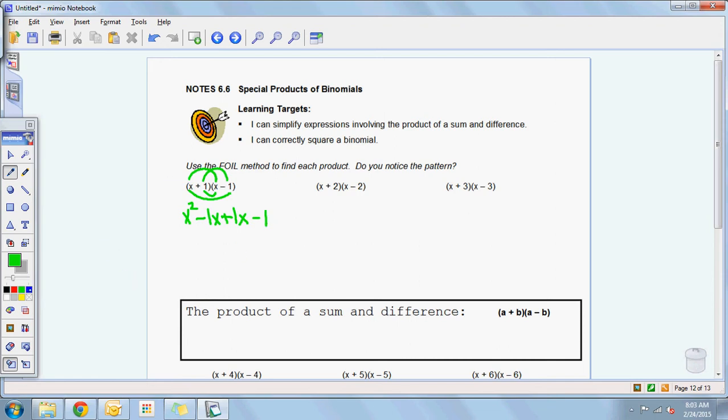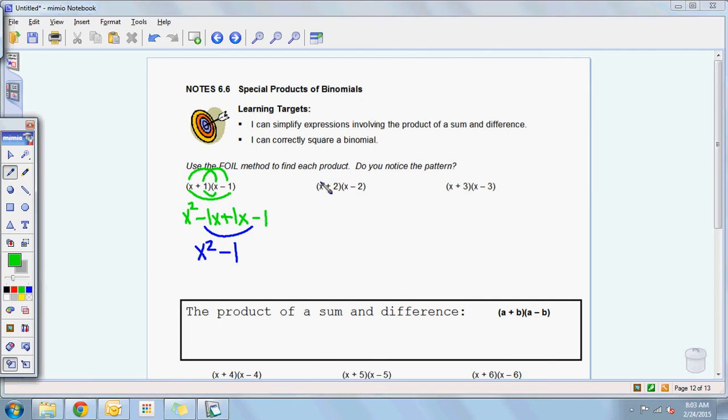So now we're going to combine our like terms in the middle. We have negative 1x plus 1x, so we end up with x squared, 0, so minus 1. These go away. Negative 1x plus 1x is nothing. So I have x squared minus 1. That's my final answer. All right, let's try this next one.